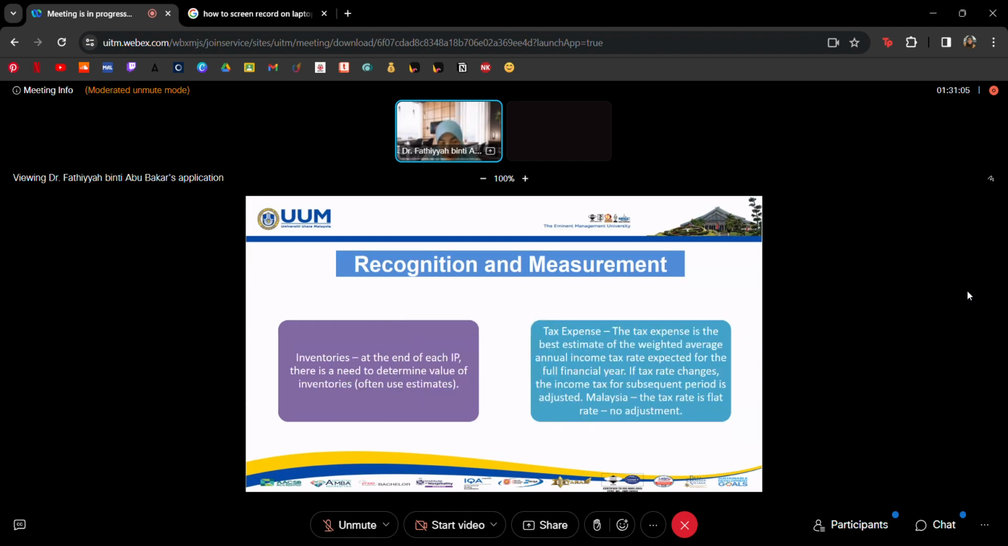Next, for inventories, at the end of each interim period there is a need to determine the value of inventory. Usually we use estimation. Remember, lower of cost and net realizable value. You compare net realizable value with the cost and you choose the lower. That is how you determine the ending balance of the inventories.